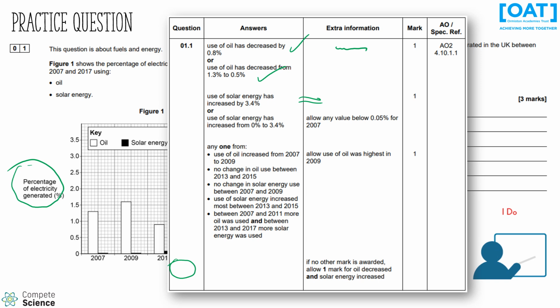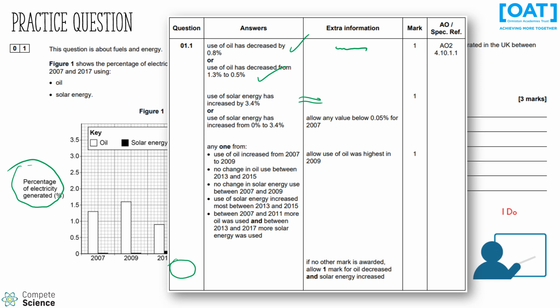The use of oil has increased from 2007 to 2009, between those years. There was no change in oil between 2013 and 2015. There was no change in solar energy use between 2007 and 2009. The use of solar energy has increased the most between 2013 and 2015. And between 2007 and 2011, more oil was used, and between 2013 and 2017, more solar energy was used.